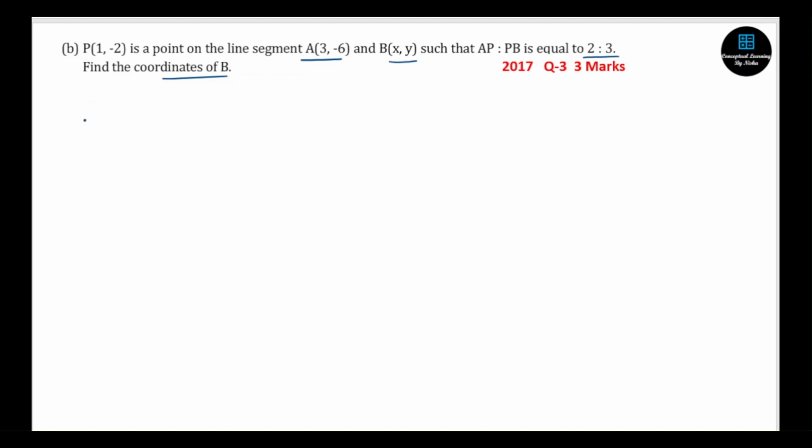Alright. So see, we are given this x, y value. We are given x1, y1. We have to find x2, y2.